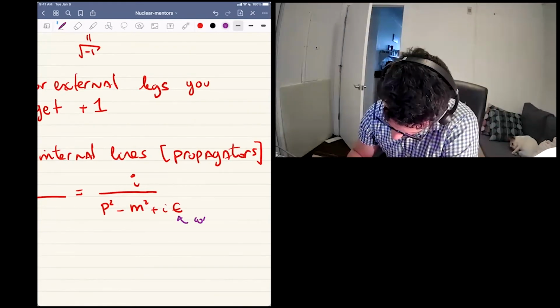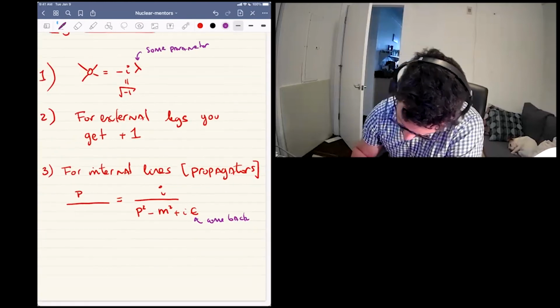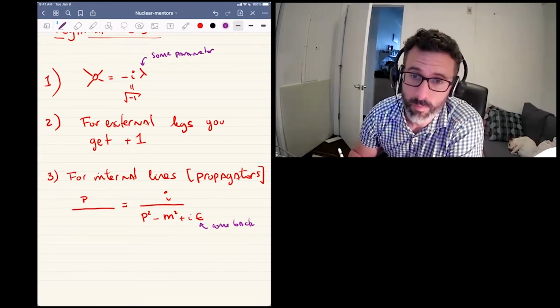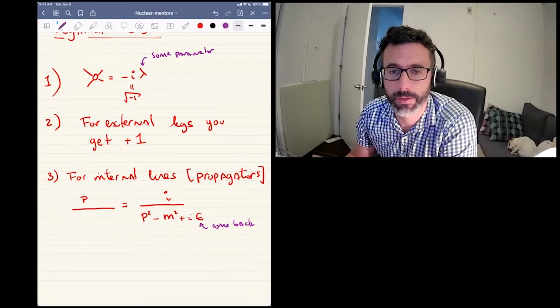So, sorry to interrupt. What are these rules exactly? Are we trying to build an equation for our diagrams? Sorry, can you repeat the question again?